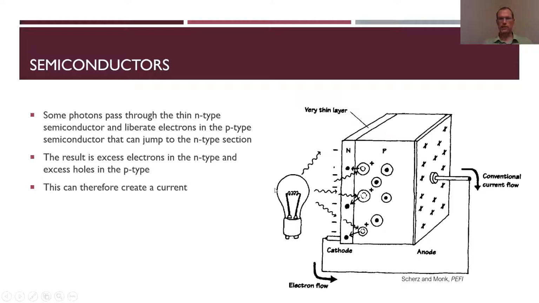So again, what we have here is some form of light. That light is then going to excite some of these electrons and make them jump from the p side to the n side, filling the holes just like a normal diode. And then we have that current flow, so electrons coming out of the n side into the p side. Obviously, conventional current flow goes the opposite direction.